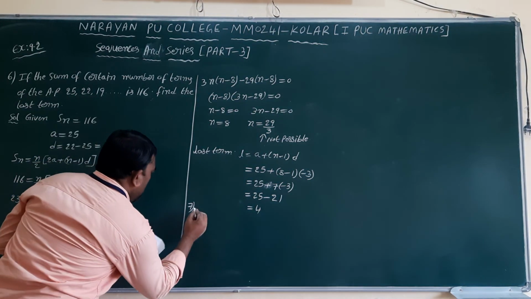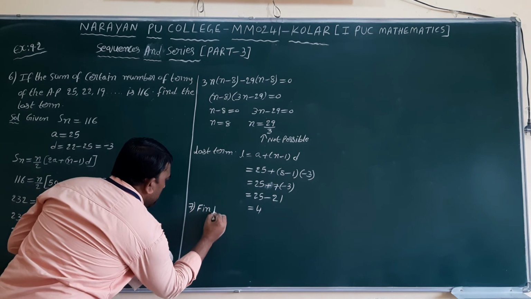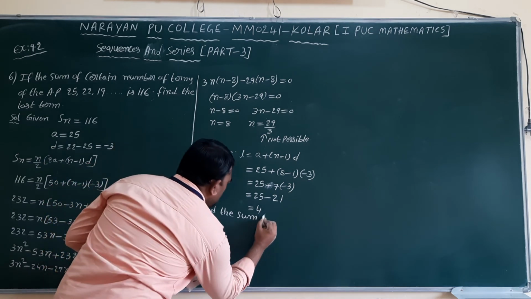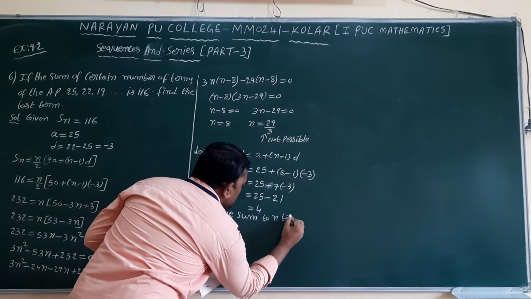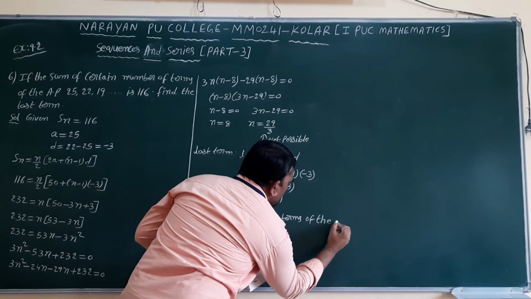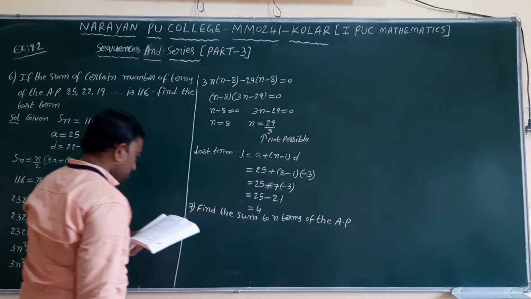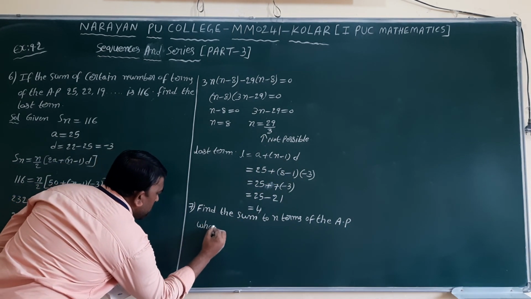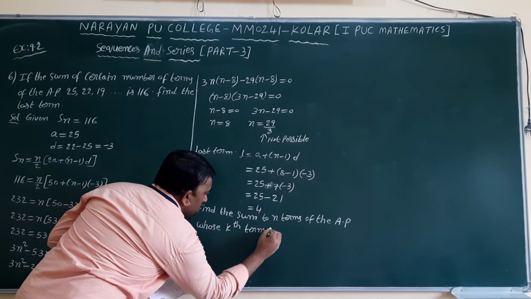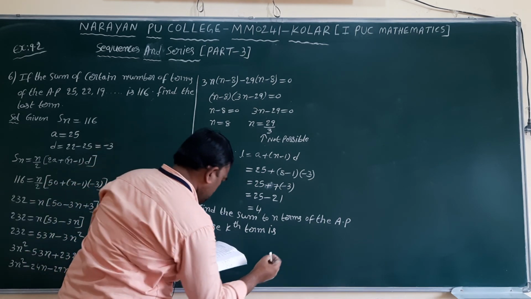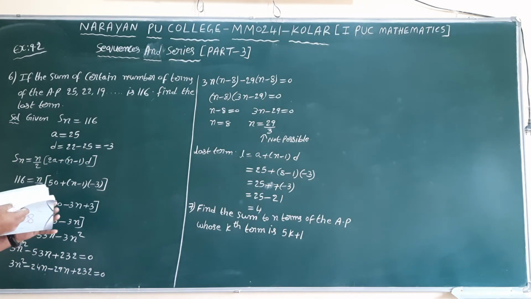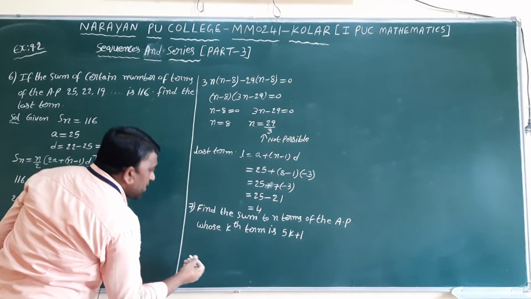Next problem: find the sum to n terms of the AP whose k-th term is 5k plus 1. So Sn we need to find. For that, the k-th term is given.